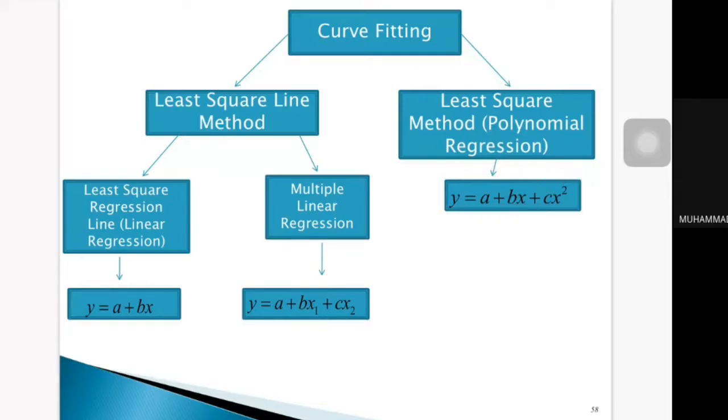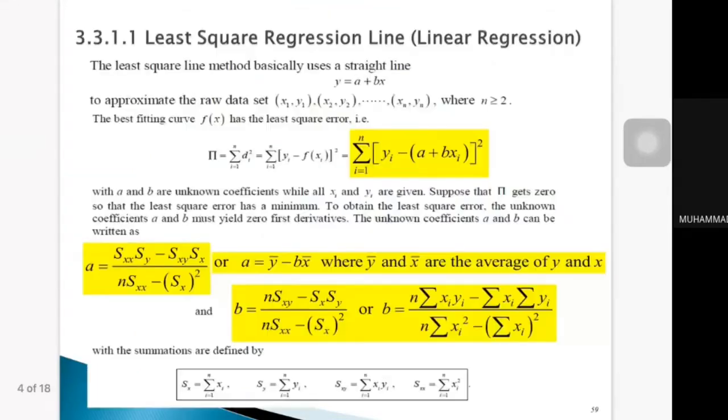As you know, this is y = a + bx. So a is the y-intercept, the point at which our graph intercepts the y-axis, and b is the slope of the line. First, let's look at the linear regression, f(x) = a + bx.